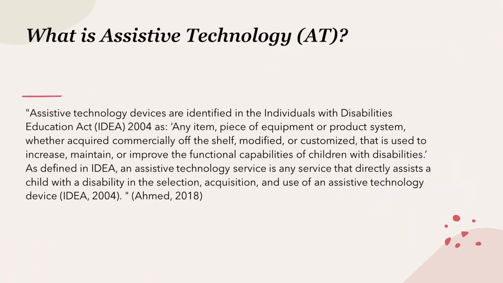What is assistive technology? One of my sources gives a very good definition. Assistive technology devices are identified in the Individuals with Disabilities Education Act, IDEA, 2004 as any item, piece of equipment, or product system, whether acquired commercially, off the shelf, modified, or customized, that is used to increase, maintain, or improve the functional capabilities of children with disabilities.